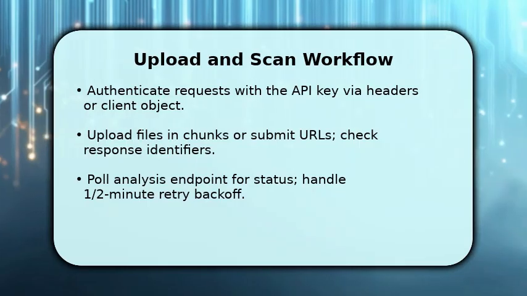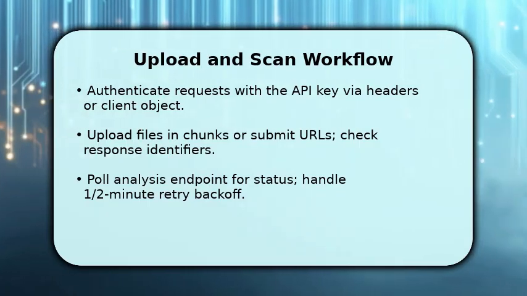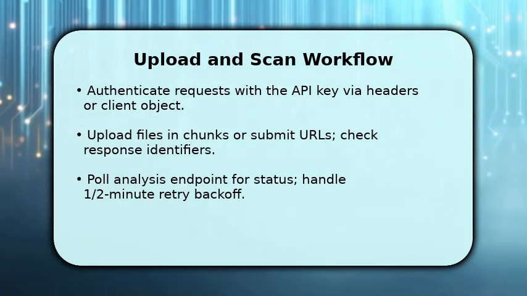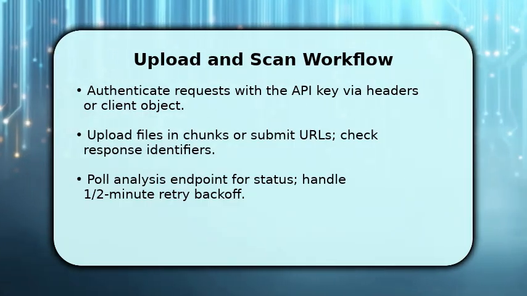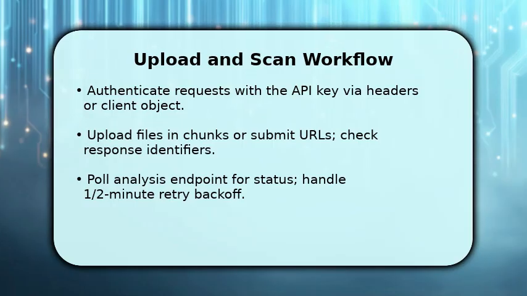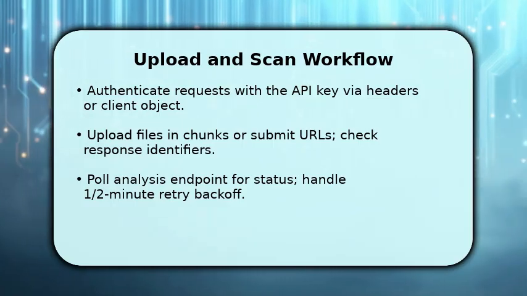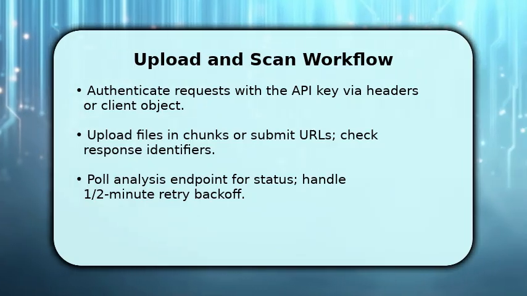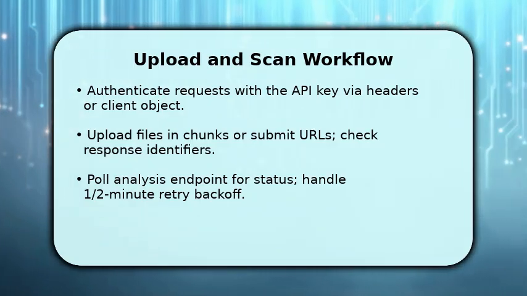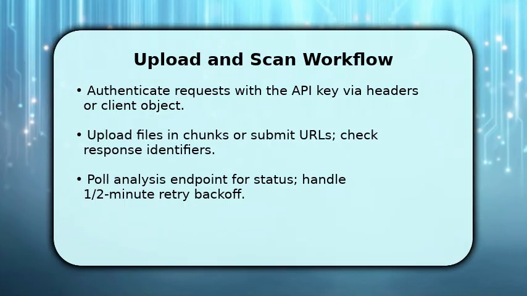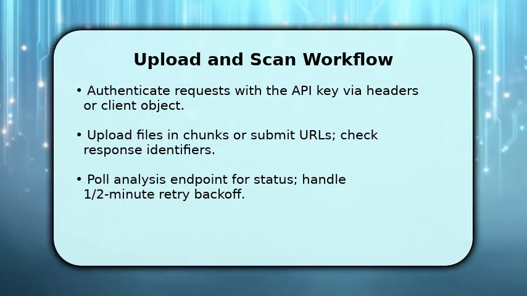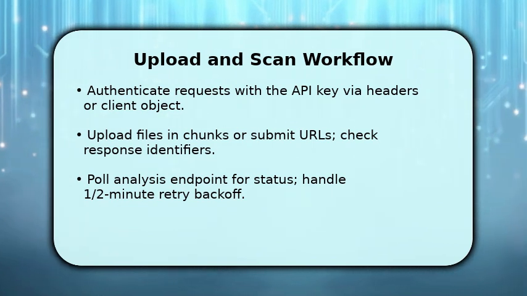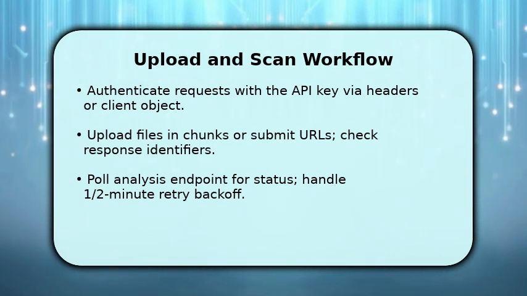Now you'll implement the upload and scan workflow. Authenticate every request with your API key and headers or the client object so the server accepts transactions. Next, submit a file upload in chunks for large binaries or post a URL to the URL scanning endpoint, then capture the analysis ID returned. Once you have that ID, poll the analysis endpoint with exponential backoff. This avoids hitting rate limits and ensures you get the final report once processing completes.